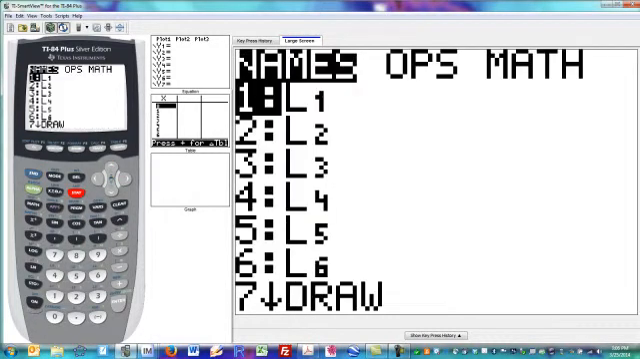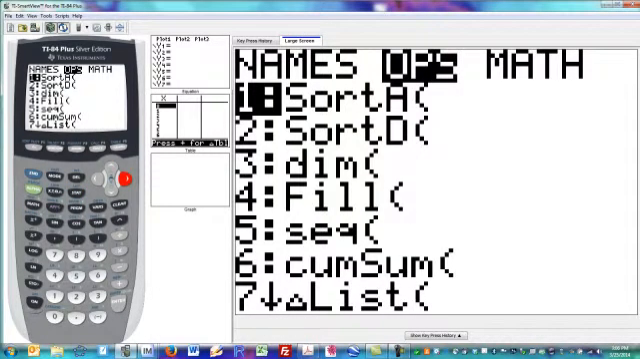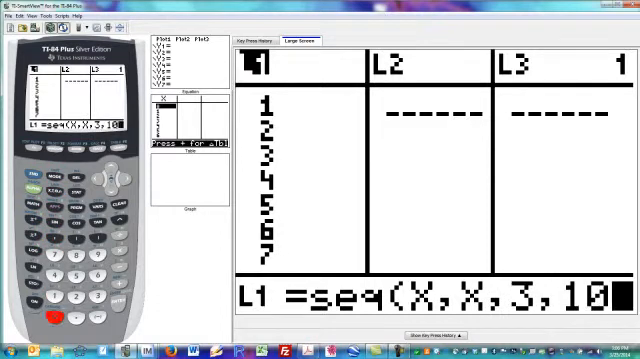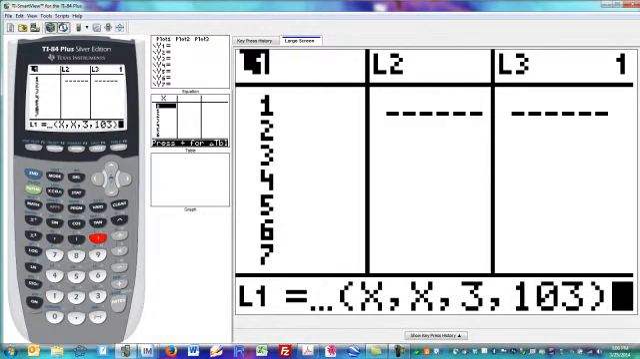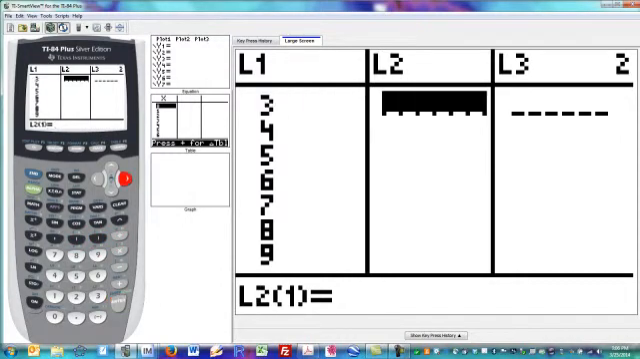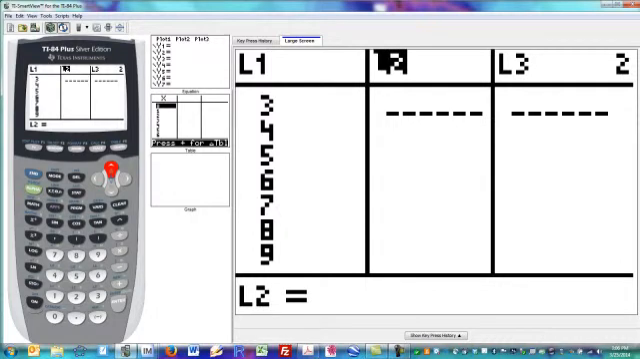So let's go to ops, sequence. We actually want it to be x comma x comma 3 comma, well, let's run it out to 103. Remember that the reason for that is the random variable in question, its domain is restricted to 3 to infinity.